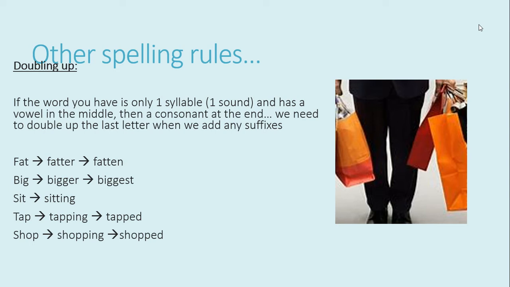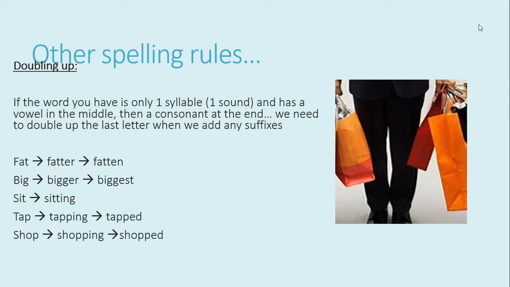It's one syllable, one sound, fat. It has a vowel in the middle and it has a consonant T at the end. But if I want to adapt that word, add any endings onto it, I need to double up on the T. So if I were to write fatter or fatten or fattening, I would need to add another T before I put the ending on the word.